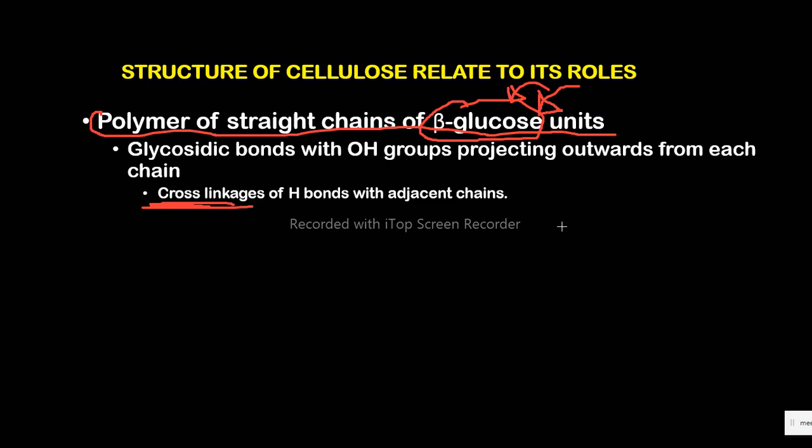And number two, the beta glucose units are joined together by strong beta 1,4 glycosidic bonds, which cannot easily be hydrolyzed.